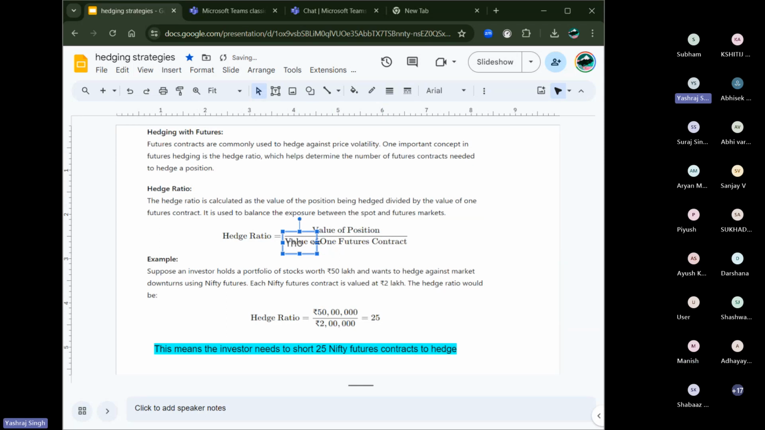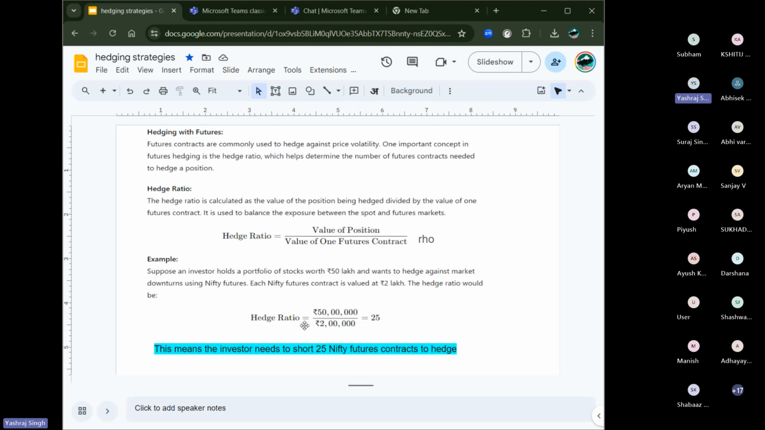Let me multiply that here by rho, right? Rho is nothing but the correlation between the change in the spot price versus the futures price. So for simplicity of this discussion, we are keeping rho at 1, because a lot of times the change in the stock price and in the futures price will be correlated at 1. I mean, they'll mimic each other perfectly well, right?